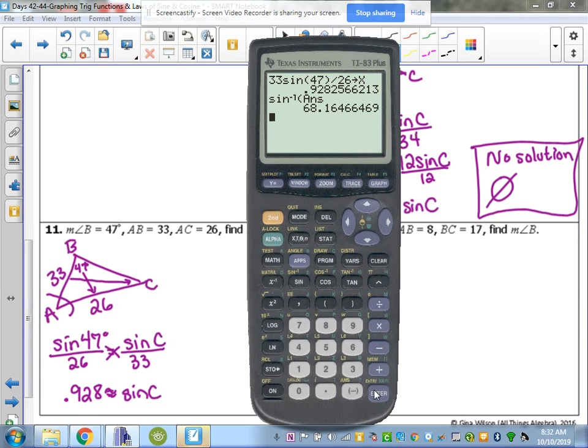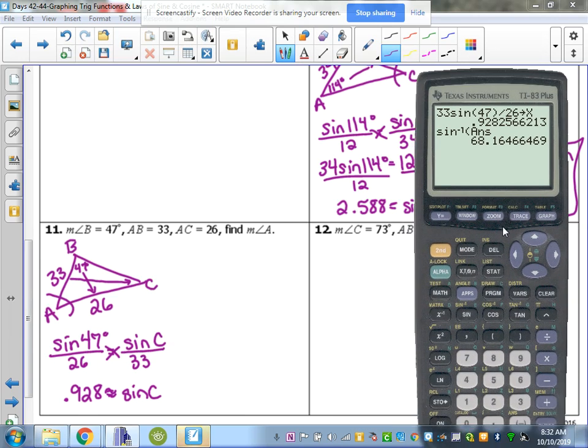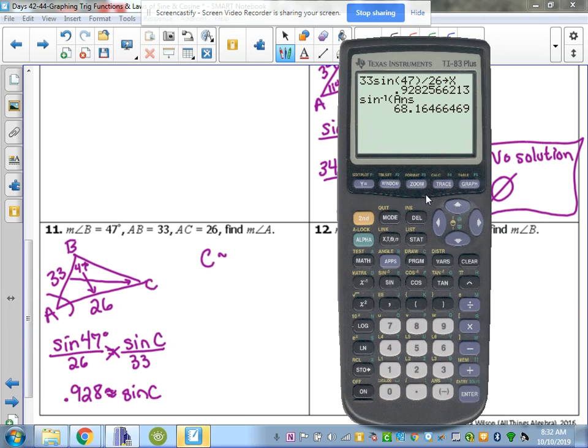Do the inverse sine to get the angle. So angle C is approximately 68.2 degrees, or we got to do 180 minus that. It could also be 111.8. Okay, C could be 68.2 or 111.8.